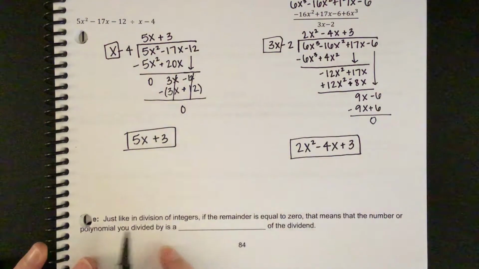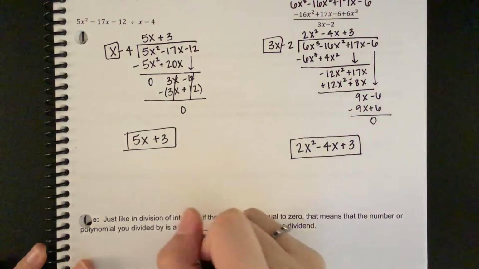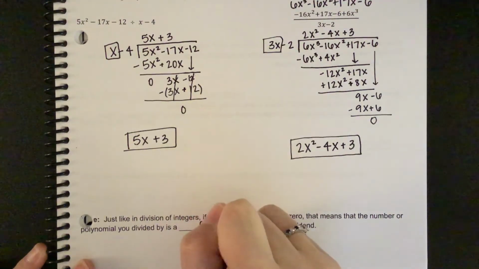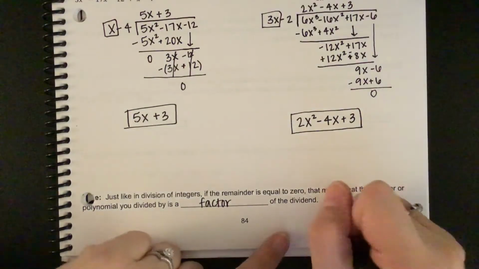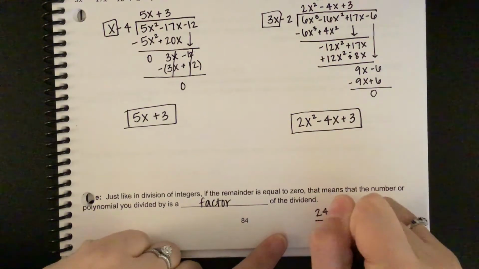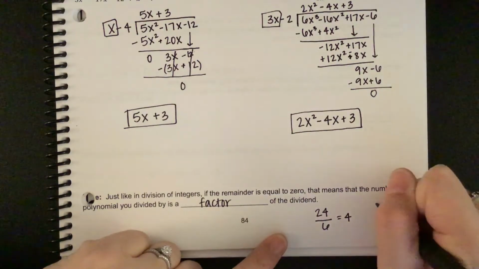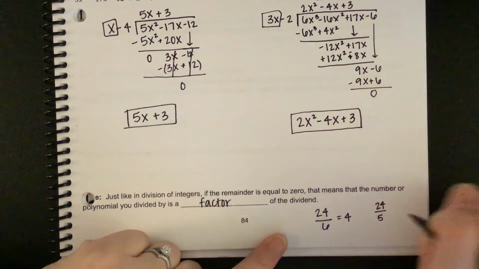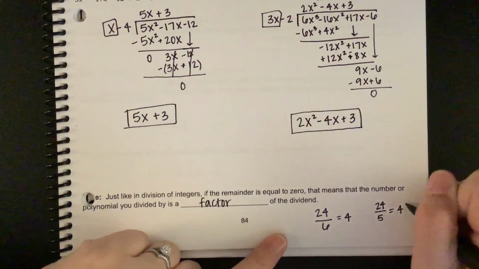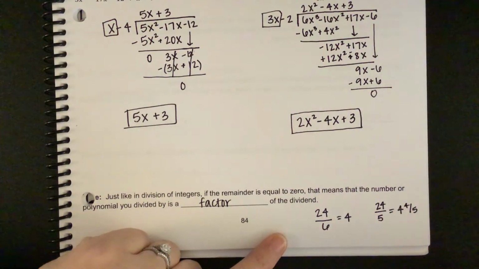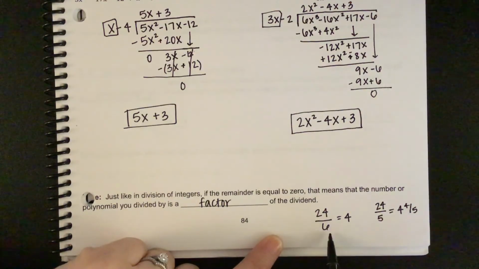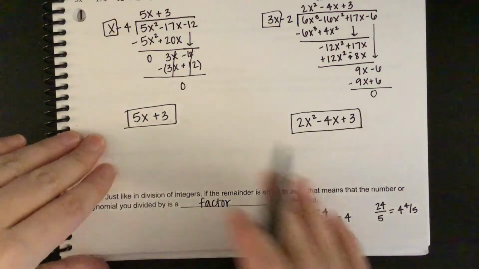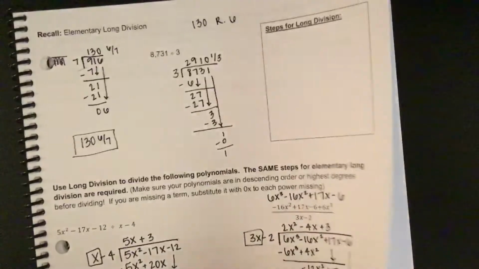Okay, so just like in division of integers, if the remainder is equal to 0, that means that the polynomial you divided by is a factor of the dividend. So think about like if I take 24 divided by 6, I just get 4 with no remainder. But if I take 24 divided by 5, I get 4 and 4/5. Right? I have a remainder of 4. So here, we know that 6 and 4 are both factors of 24, and we didn't have a remainder. Okay, that happens in polynomials as well. So let's see a couple that do have remainders.